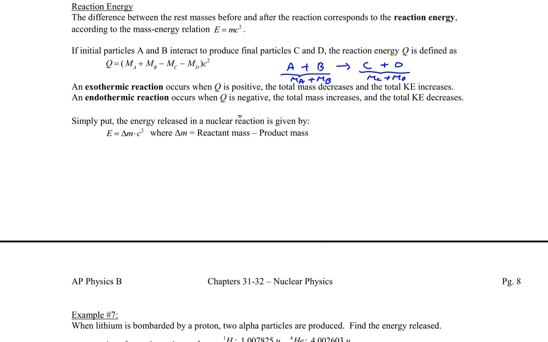So what we want to do is look at these two masses. This change in mass is what we call the mass defect here. And so we're just using Einstein's mass-energy equivalence formula, E equals delta m c squared, to solve this kind of problem. So let's go on to example number 7 now.